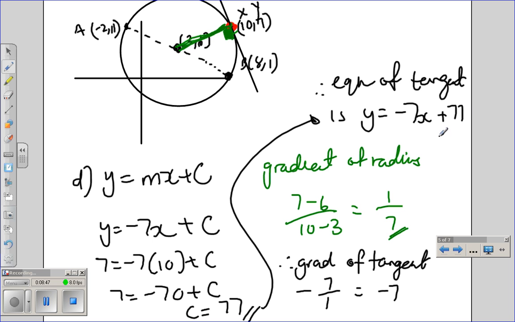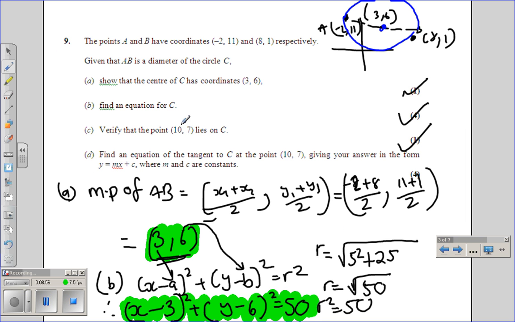And if you remember, the question didn't ask for it in ax plus by or anything like that. It wanted it in y equals mx plus c form. Just go back, quickly check that we've done it. Find an equation of the tangent to C at the point 10, 7, giving your answer in the form y equals mx plus c, where m and c are constants. Brilliant.